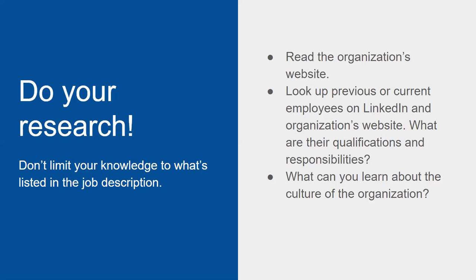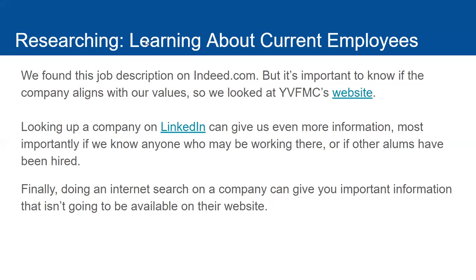So if you go to the organization's website and they're talking about social justice, for example, that would say a lot about that culture and the goals they're trying to achieve. So looking at their mission statement is a good one. Looking at who is even in leadership. You can usually see staff, looking at their pictures and their bios and things like that. So it's good to be pretty well versed in what's going on with the organization you're applying to. Okay, so research, learning about current employees.